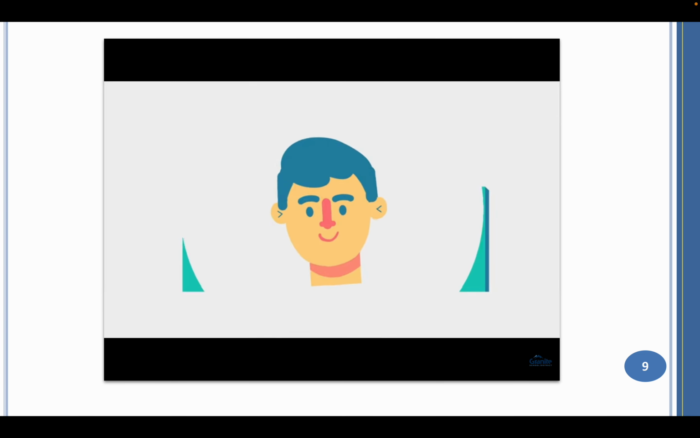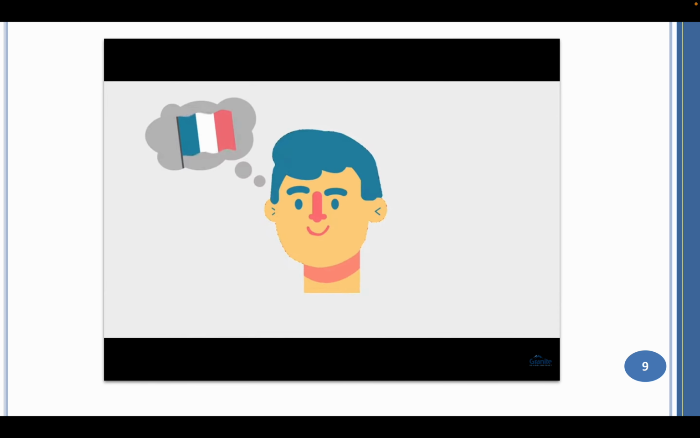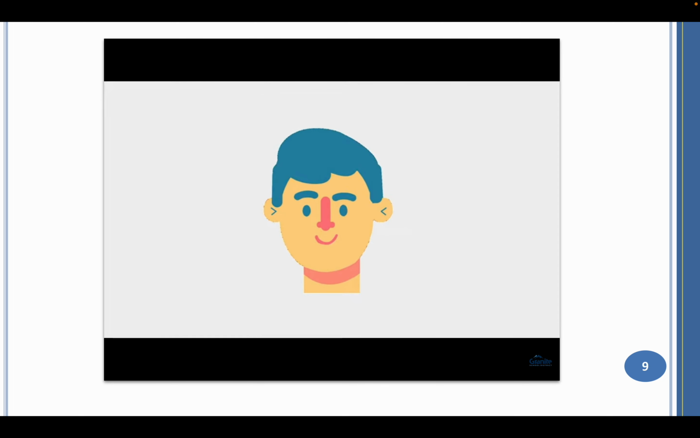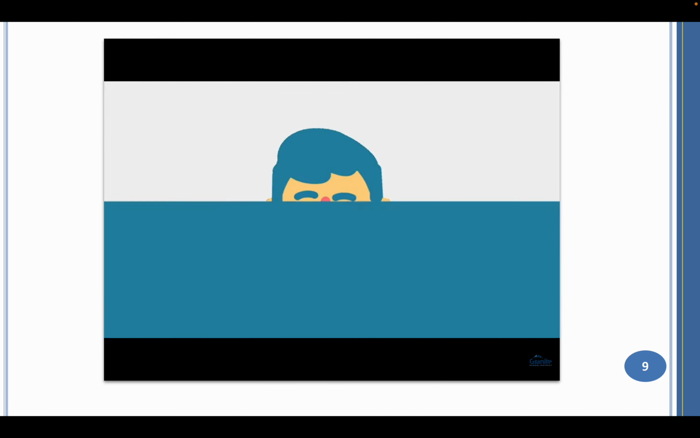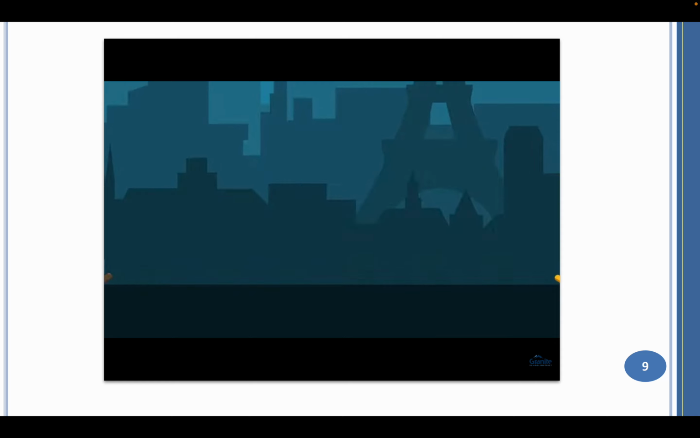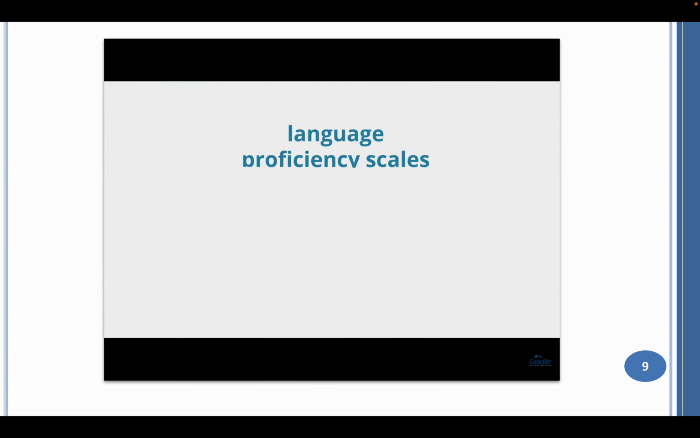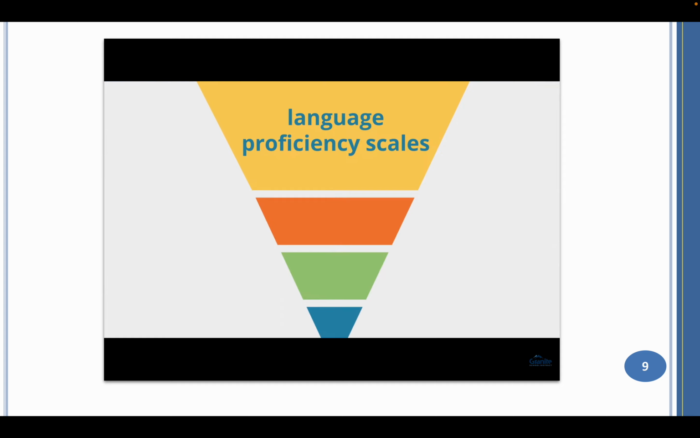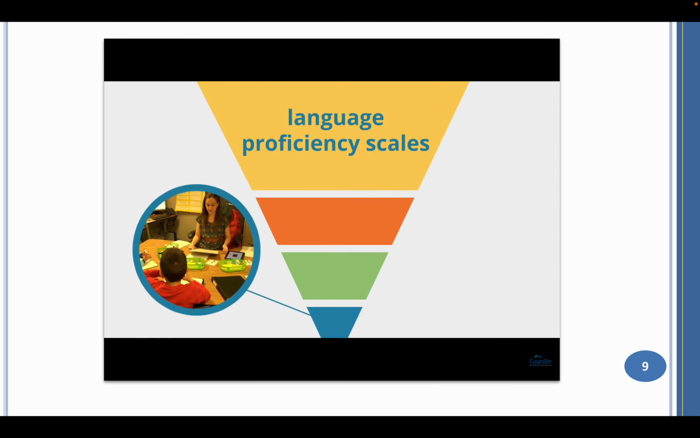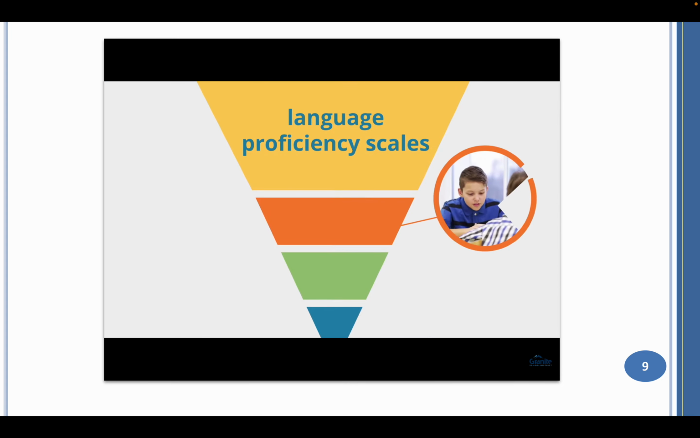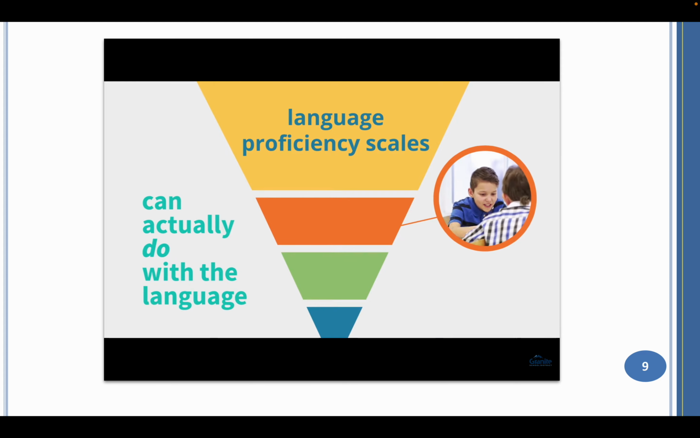With language proficiency, it's not really about what a student knows about the language or the words they can recite. It's about what a student can do with the language in real-world situations with spontaneous, non-rehearsed contexts. This is why proficiency scales are used in dual language immersion classes. They help inform parents about what students can actually do with the language.